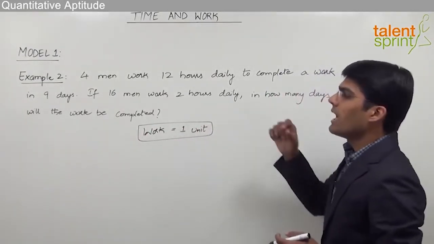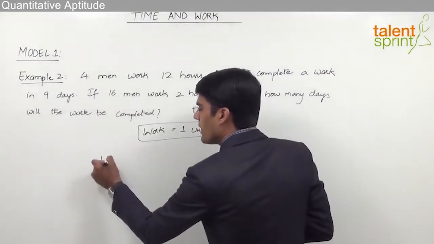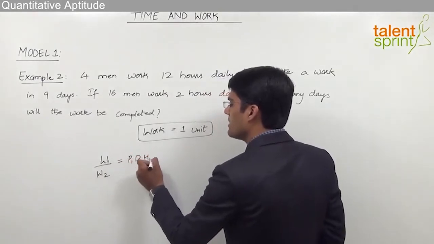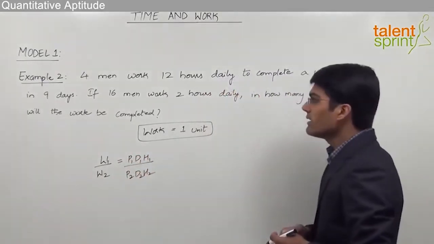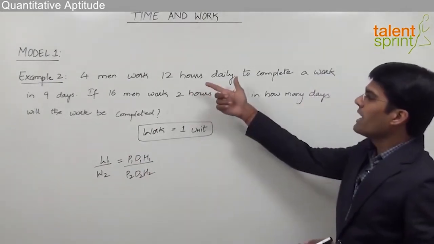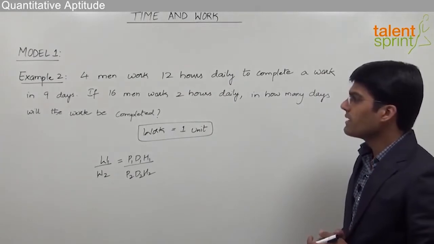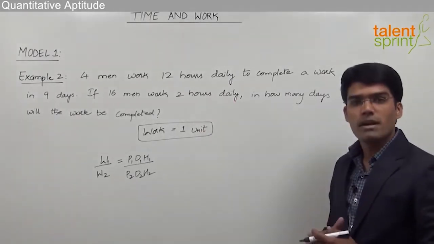So let us now see how we can get the answer for this question. We very well know that W1 by W2 should be equal to P1 D1 H1 by P2 D2 H2. Now here the question says, 4 men work 12 hours daily to complete a work in 9 days. If 16 men work 2 hours daily, in how many days will the work be completed?